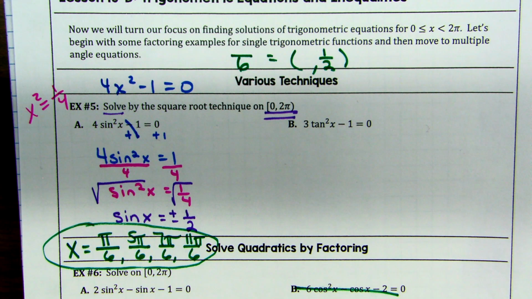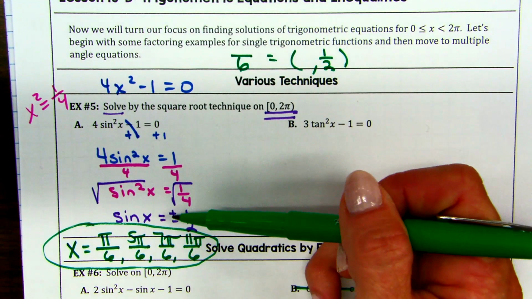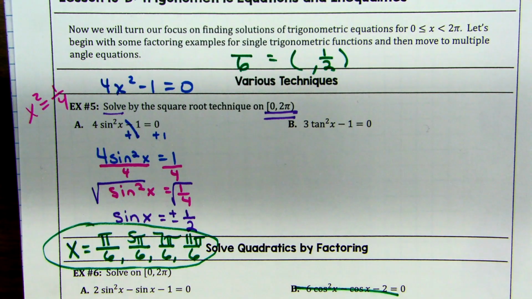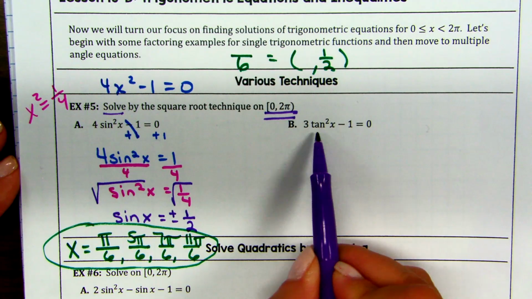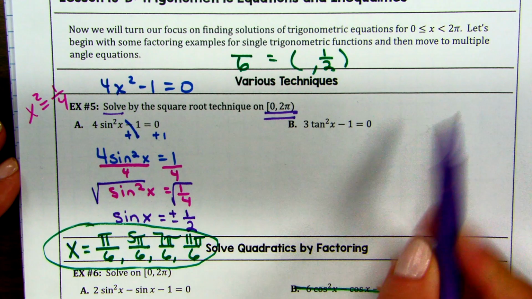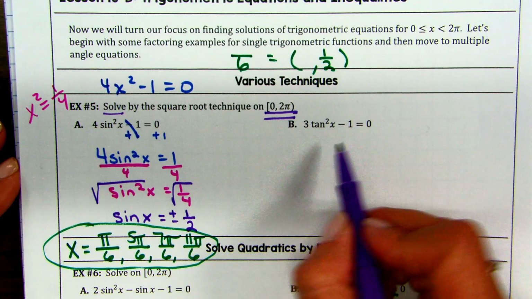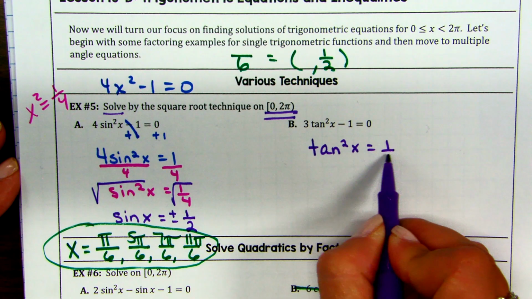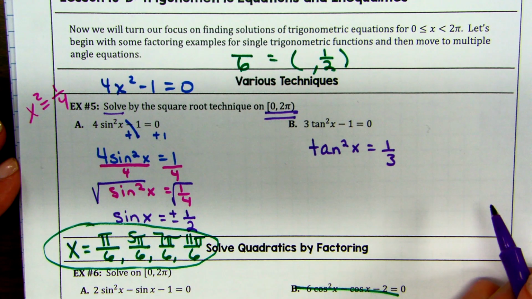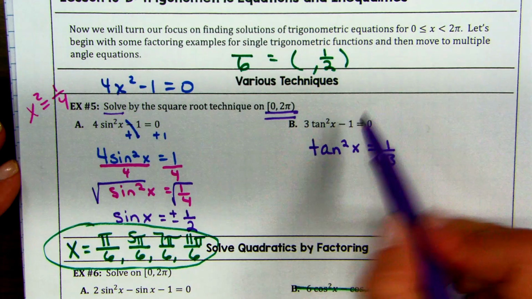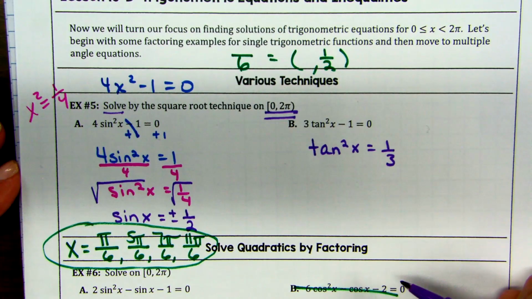Let's do another one. Now, I showed a lot of work here. You don't have to. Okay, I'll show you how you can make it a little simpler or show no work. I'm hoping you can look at this and say, okay, I need to get tan x by itself. I'm going to add 1 and divide by 3, right? So I would have tan squared x equals 1/3. If that was too many steps at once for you, show all the work like I did here, okay? But I added 1 and divided by 3.